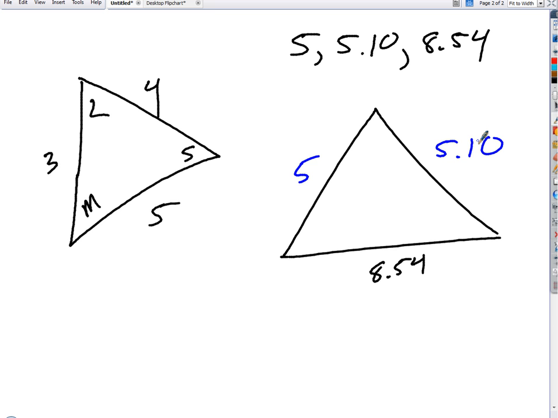But what we don't know is is it a right scaling, is it an acute scaling, or is it an obtuse scaling? Okay? Does anybody have a suggestion how we could determine which one of those three it is?